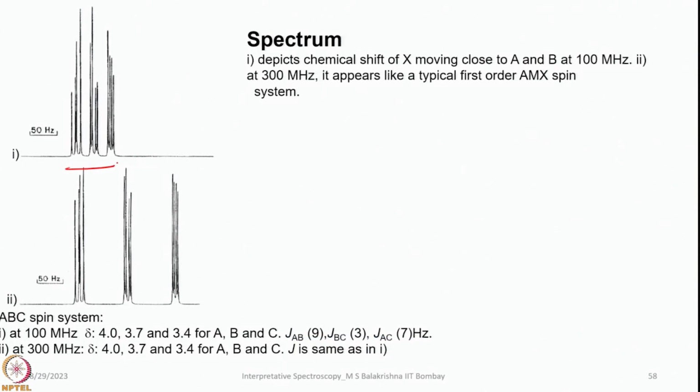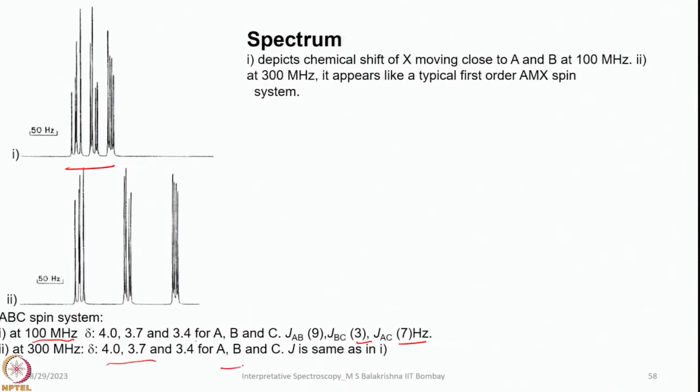For the ABC spin system, I have given 2 here, one at 100 megahertz. The chemical shift values for A, B and C are 4, 3.7 and 3.4, and the corresponding coupling constants are AB 9 hertz, BC 3 hertz and AC 7 hertz. The same coupling constants are kept, and the spectrum recorded at 300 megahertz would be something like this.